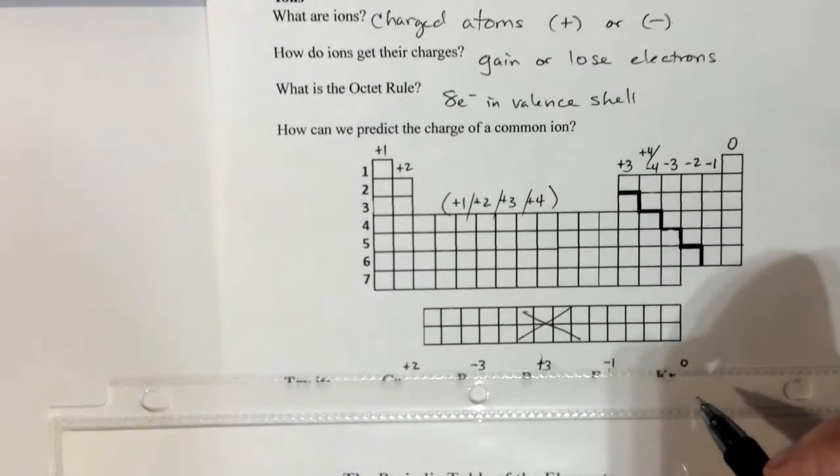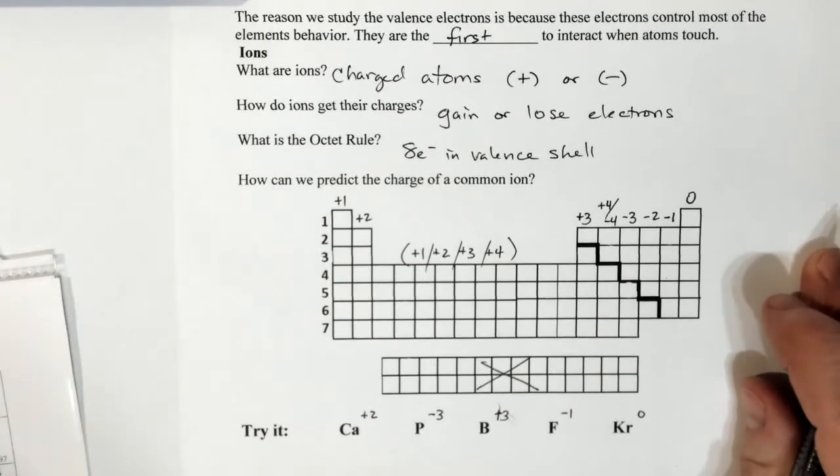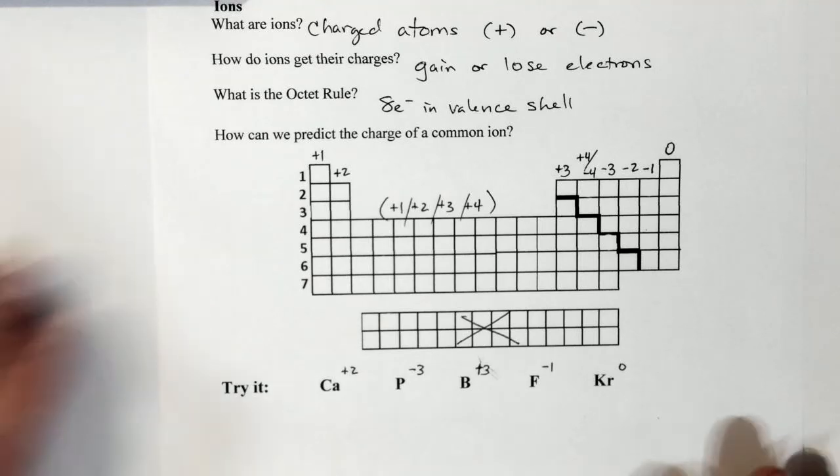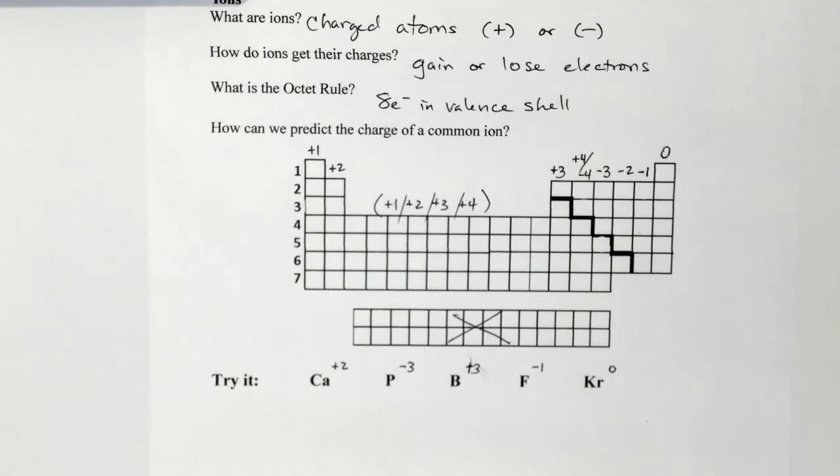Okay? So those are the most common ion states of elements that we know in the periodic table, based on how close they are to a noble gas. Okay? So I wanted to share that with you.